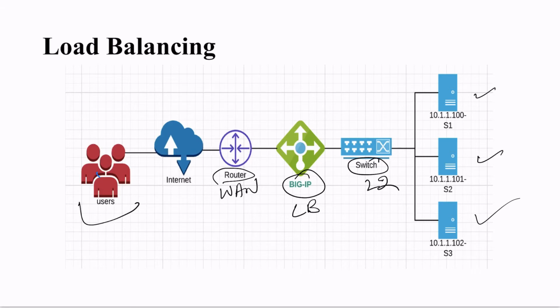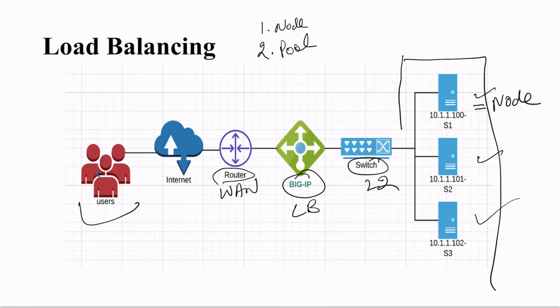First thing is node. A server which is delivering the application to users is known as a node. In this case, S1, S2 and S3 are nodes. Second thing is pool. When we make a group of nodes, it becomes a pool. This pool will service applications to users.